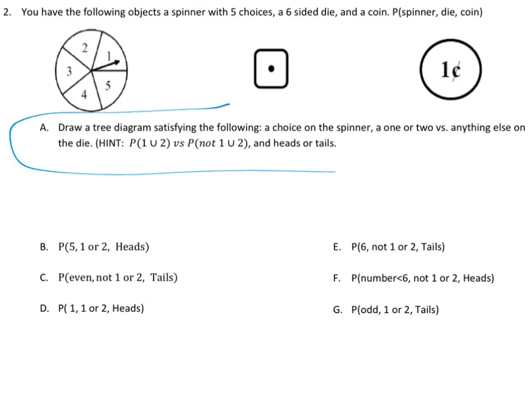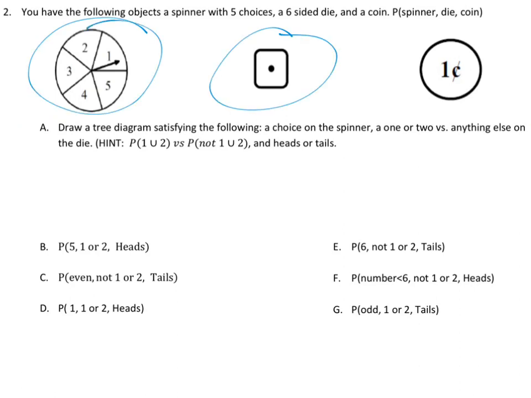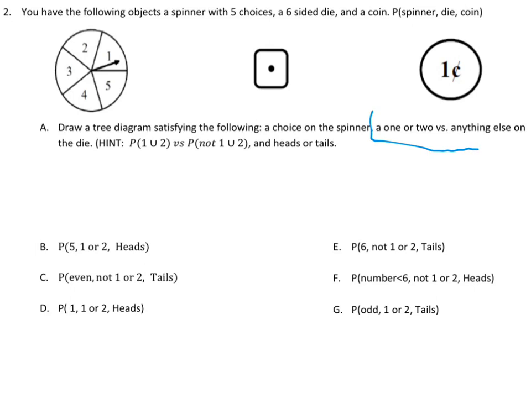So part A, you're going to draw a tree diagram of these things happening. You're going to spin the spinner, and then you're going to roll a die, and then you're going to flip a coin. But on the rolling the die part, there's 2 options. One option is getting 1 or 2, and the other option is anything else. And so that makes 2 separate probability things, which is kind of weird. But let's work through this tree diagram.